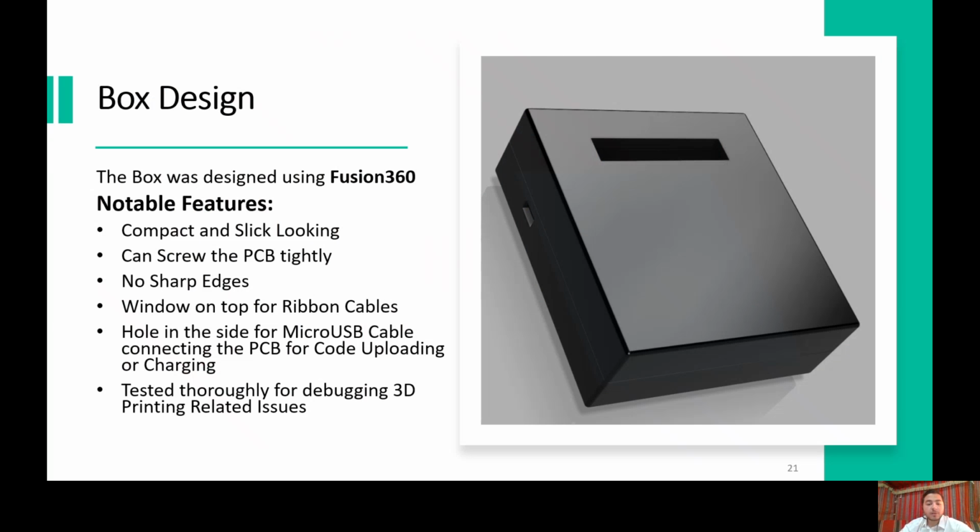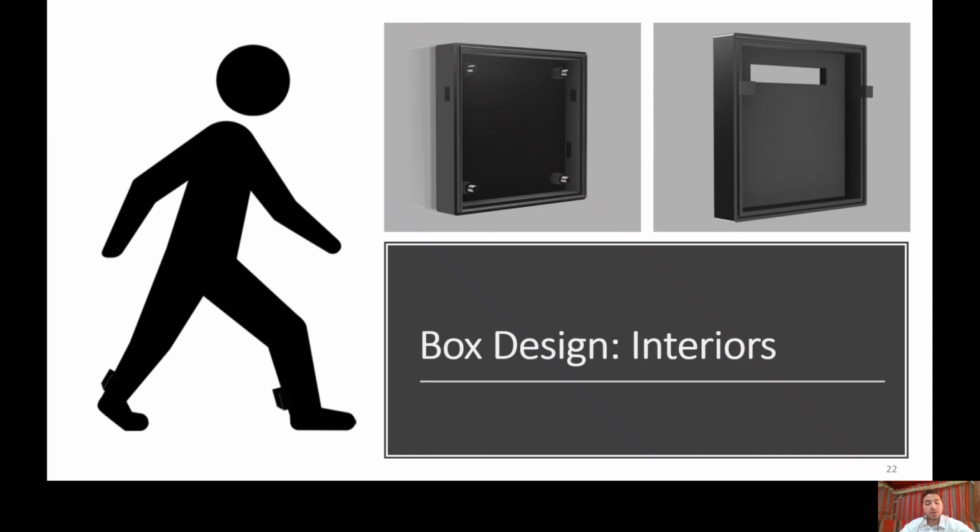So a software called Fusion 360 was used to design a box that's going to contain the PCB. As you can see in the picture here, the features of the box are compactness and a smooth look. The PCB can be fixed tightly inside. Edges are not sharp. There is a hole for the ribbon cable and another hole for the micro USB cable connecting the PCB for code uploading or charging. And it was tested thoroughly for debugging 3D printing related issues. You can see here how the box is going to be mounted on the patient's leg and how it looks from the inside.